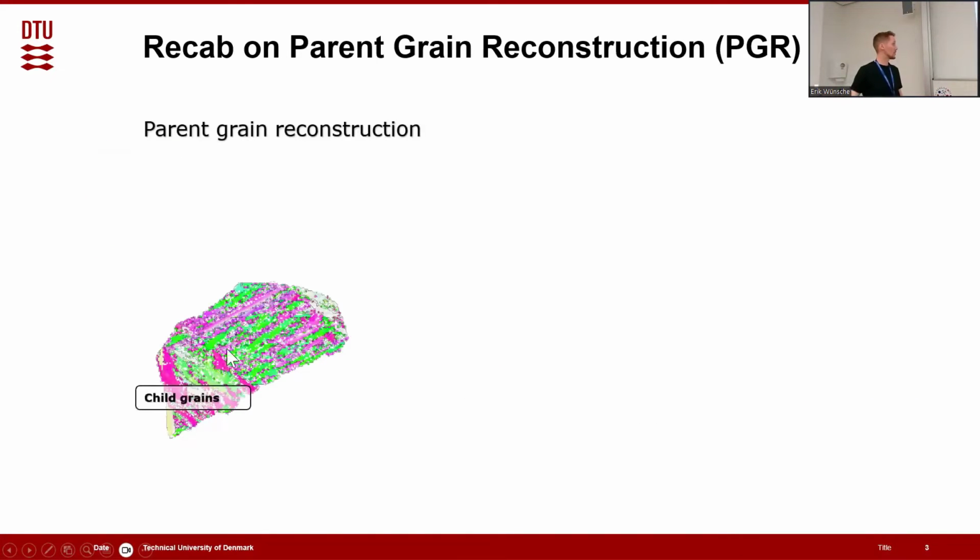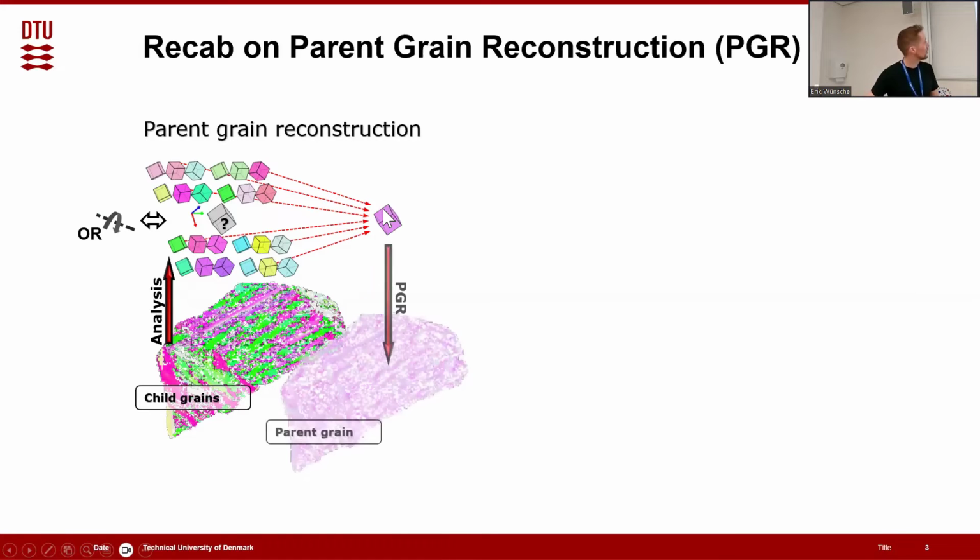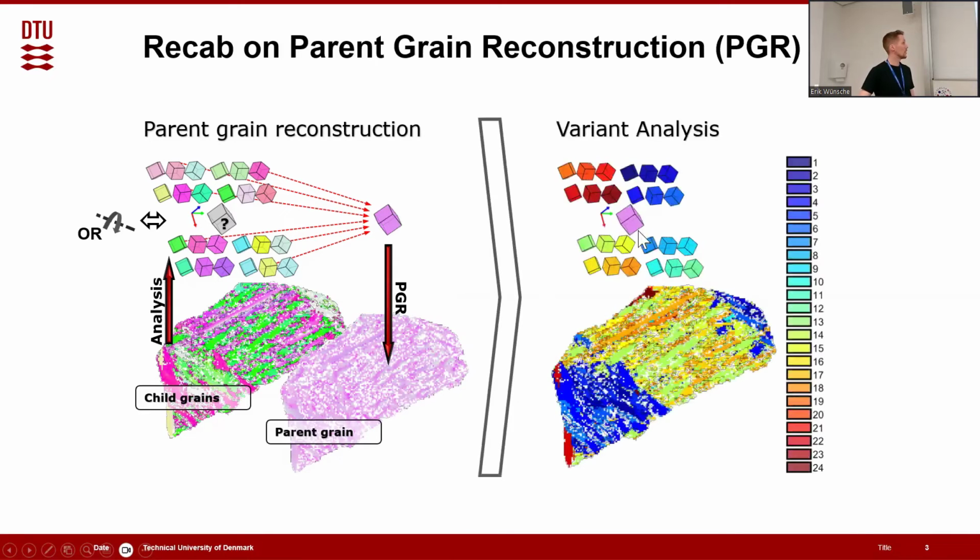If we look at just one example, here we have one small parent grain with some child grains. We can look at all the orientations that are present, determine the misorientations, compare this with a characteristic misorientation of the orientation relationship, and thereby discern, very simplified, the parent orientation. Once we have that, we can reassign it, and voila, we have a reconstructed microstructure. From there on, we can do lots of other analysis, like variant analysis.